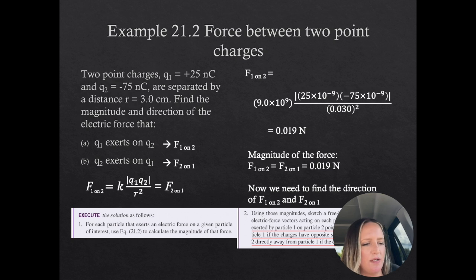So the direction of F1 on 2 and F2 on 1, how do we determine that direction? Well, the rule is, right, opposites attract and like charges repel each other. So in this example, we have opposites, right? We have a positive charge and a negative charge. So the force that Q1 feels due to Q2 is going to be an attractive force. So it's going to want to move directly towards Q2.